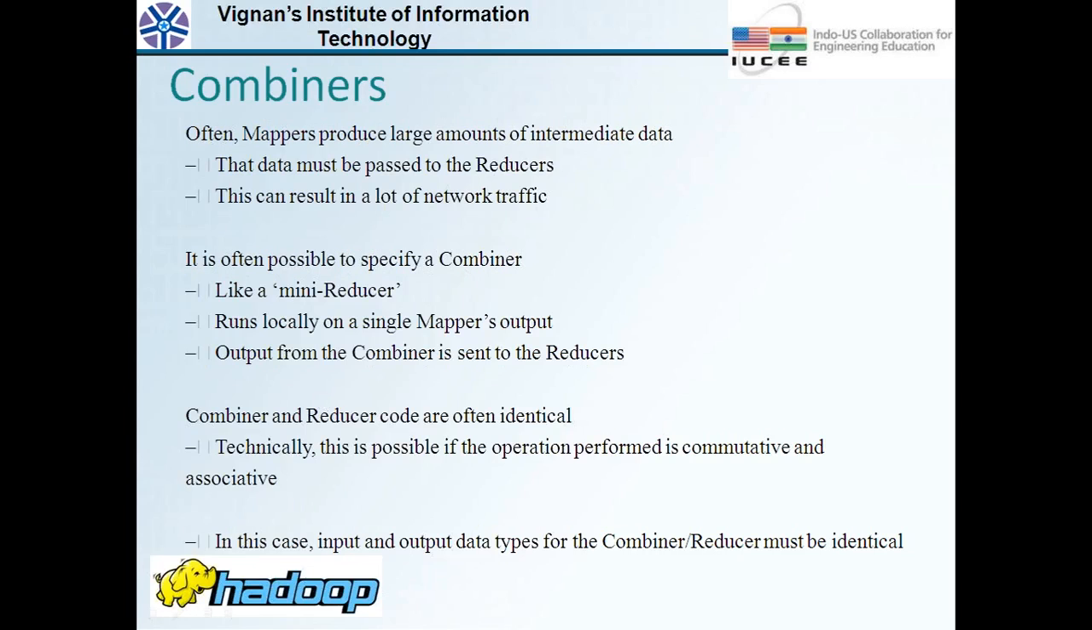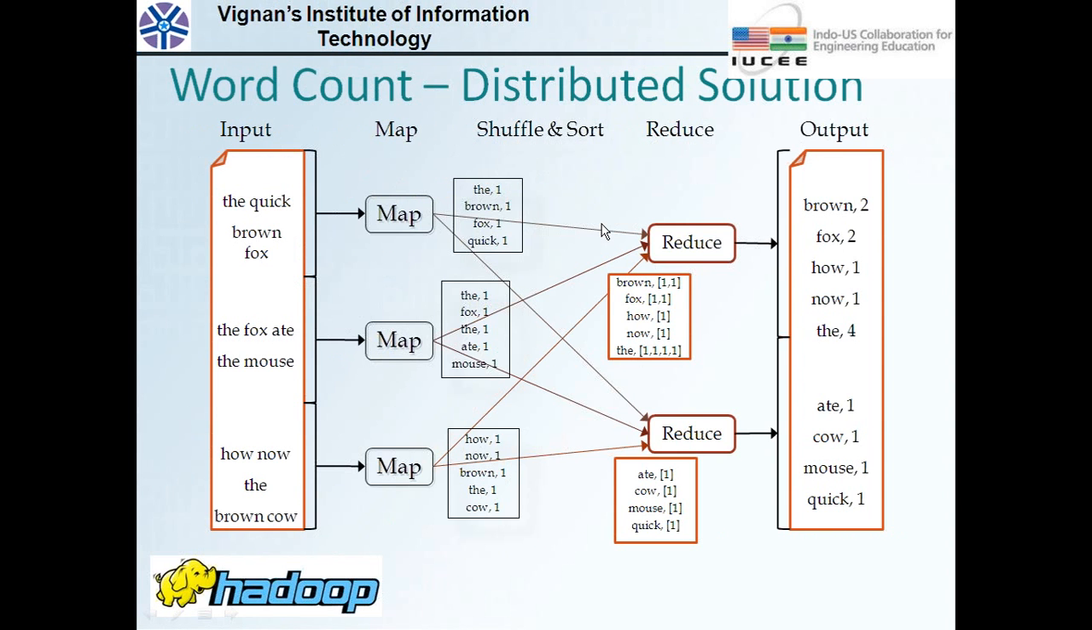So combiners and reducers code are often identical. Technically, this is possible if the operation performed is commutative and associative. Then we can see the importance of combiners, right? So that is called combiners and reducers.